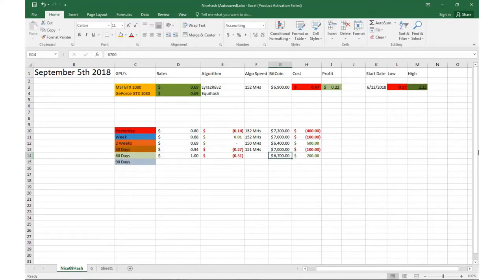And 60 days ago, when I started this, Bitcoin was at 6,700, so we're $200 up from that. And of course, we were getting about a dollar per GPU, so we're down 31 cents from that. Coming up shortly, I'll be hitting my 90 day mark since I've been keeping track of my mining progress. So that's what I have there.